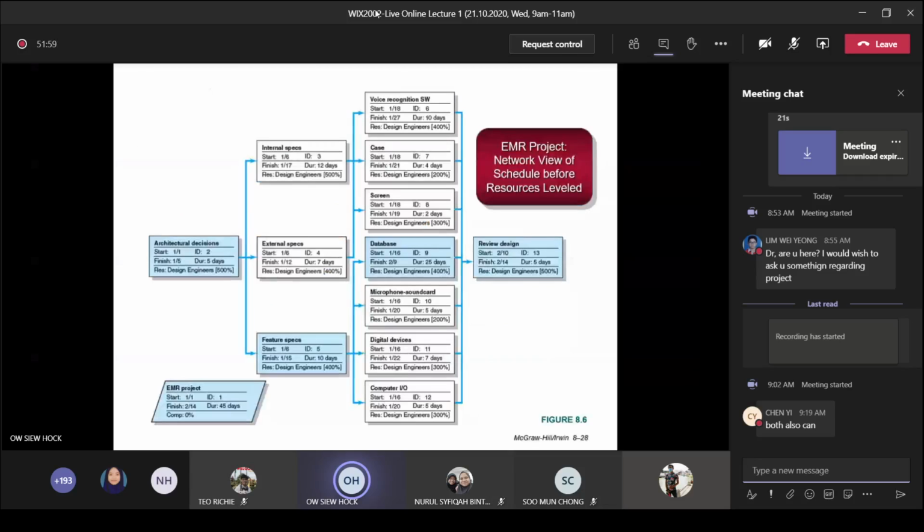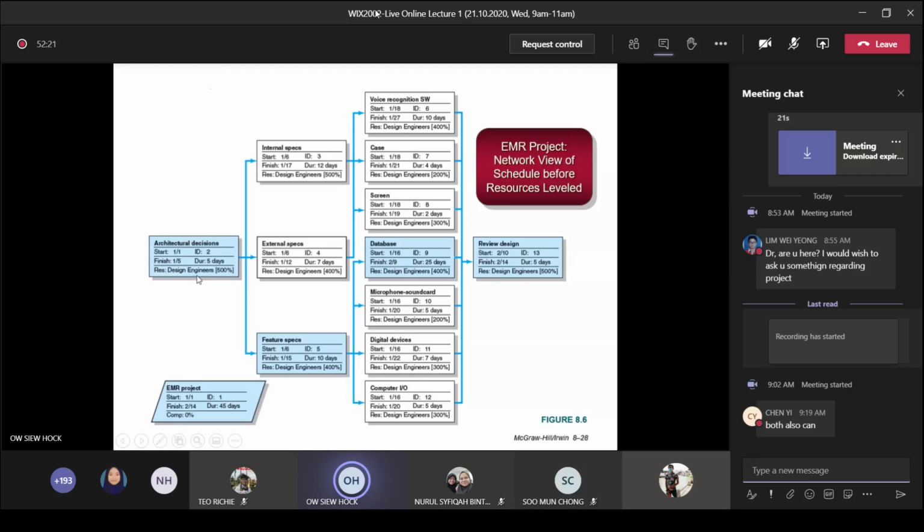So now this is the diagram here, the computer plotted one. This computer software can plot this, showing the architectural decision. This is the activity, the node here. When is the starting date? What is the ID of this node? When is the finishing date? What is the duration of this activity? And then RES is the resources required.